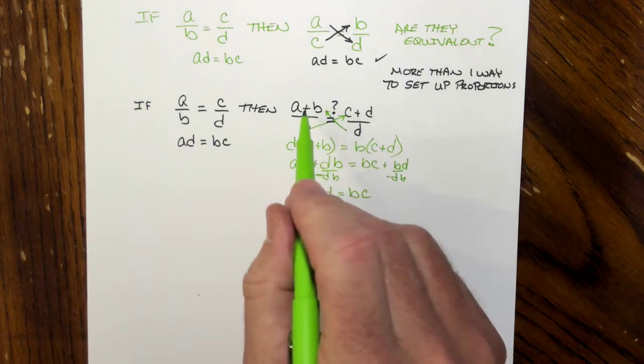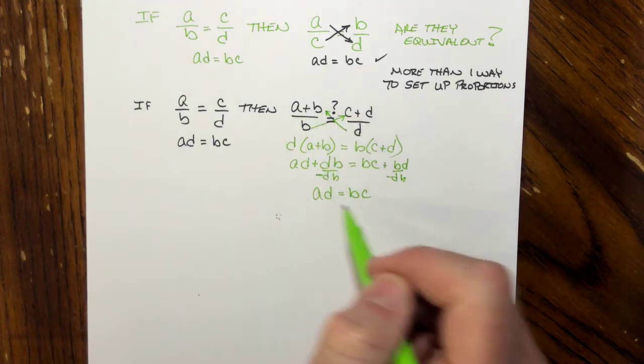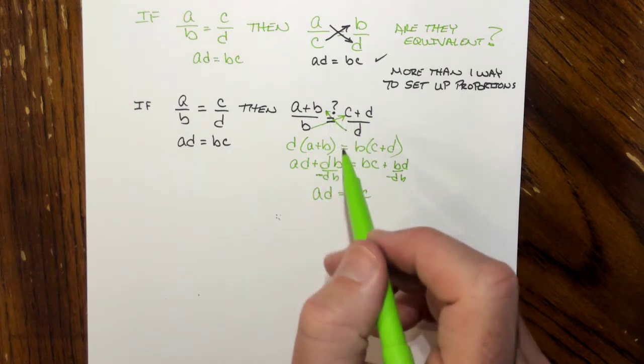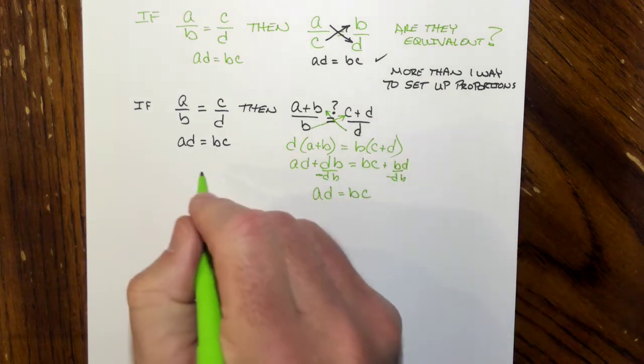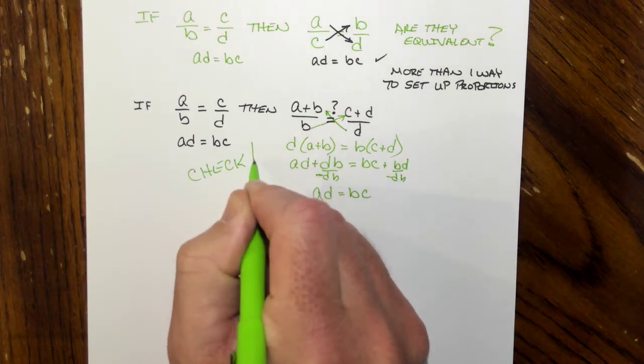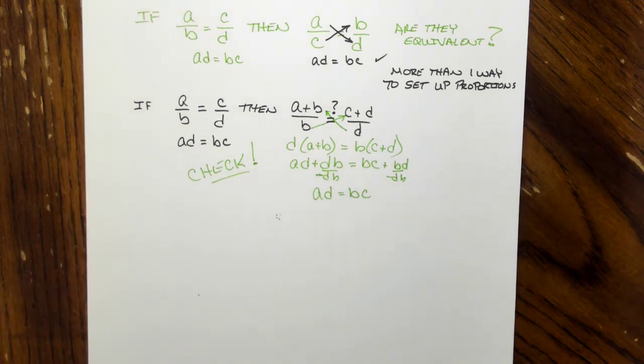Now, does that mean anytime I see that? No, that means this is how we check. Because there's going to be some problems where they don't equal each other. Point being, check. Make sure you're checking.